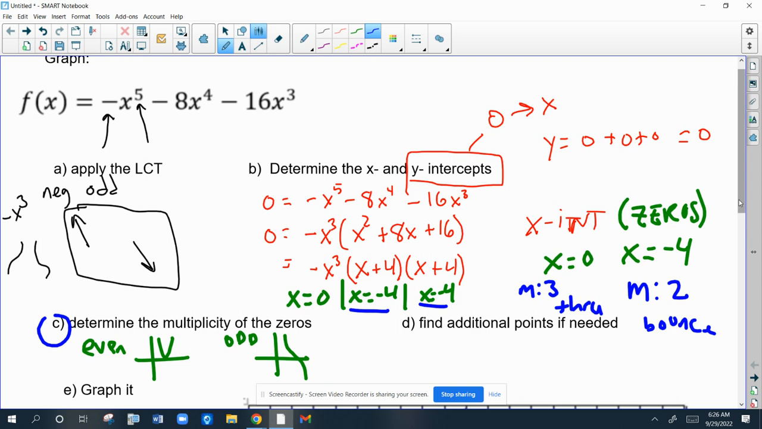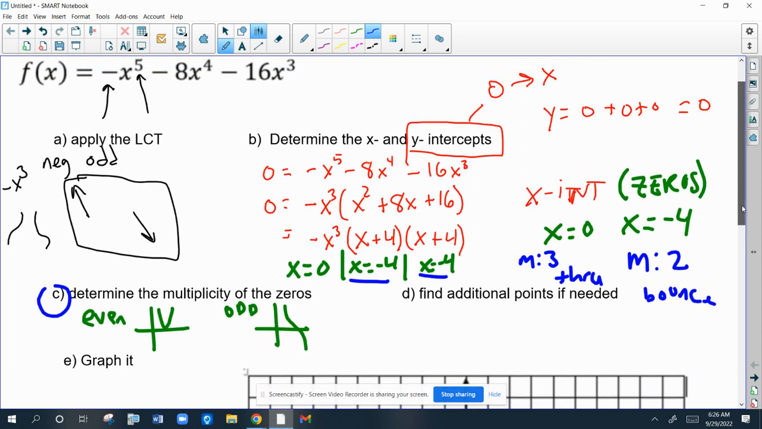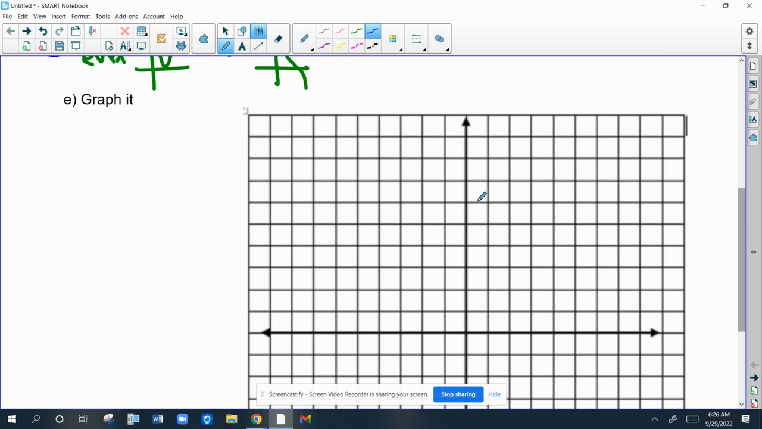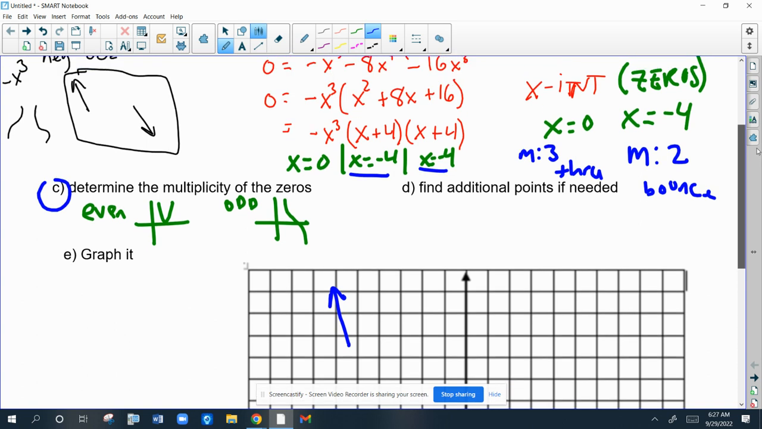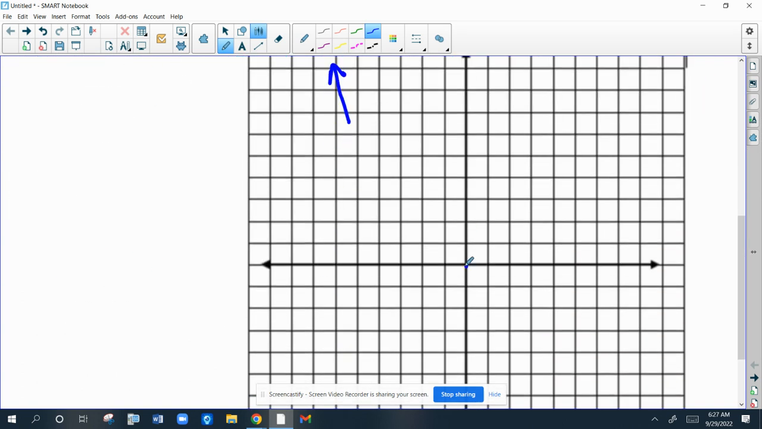I also have this extra points as needed. We'll see if we need them. Oftentimes you do not, which is nice. So I'm going to start plotting everything. The leading coefficient test says this starts up and ends down. I'm going to start up, go through my zeros, and be sure it ends down. If it doesn't end down, then I probably screwed up somewhere. So that will be like my last check. My y-intercept is 0, so that also must be an x-intercept. You can just see that.